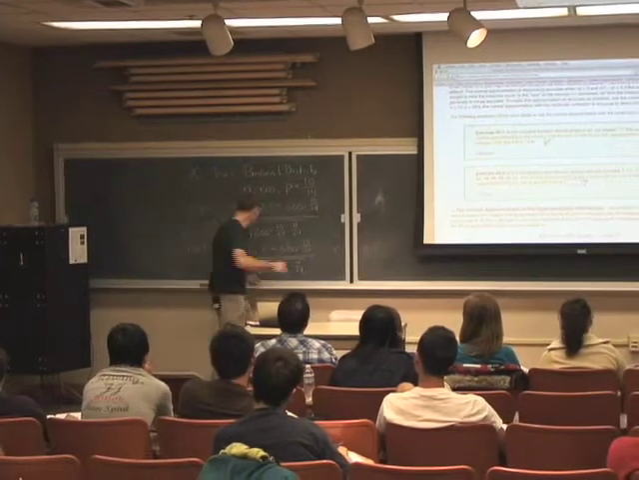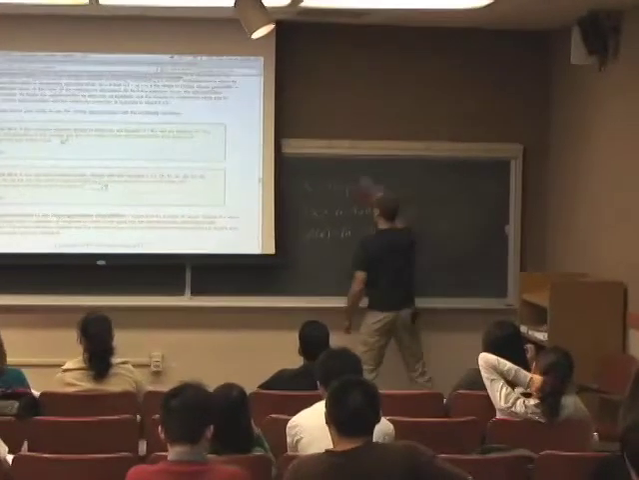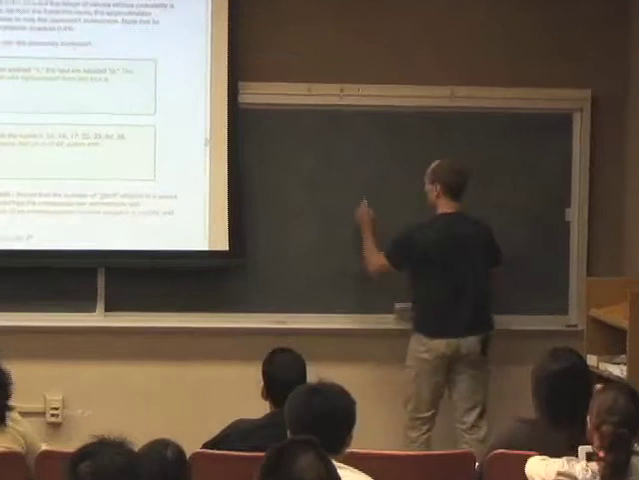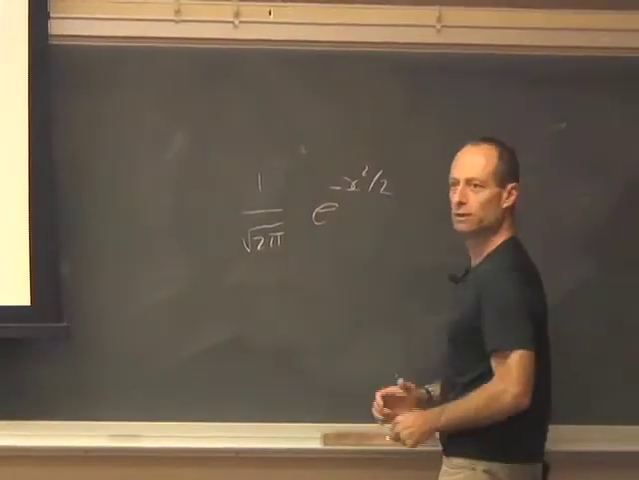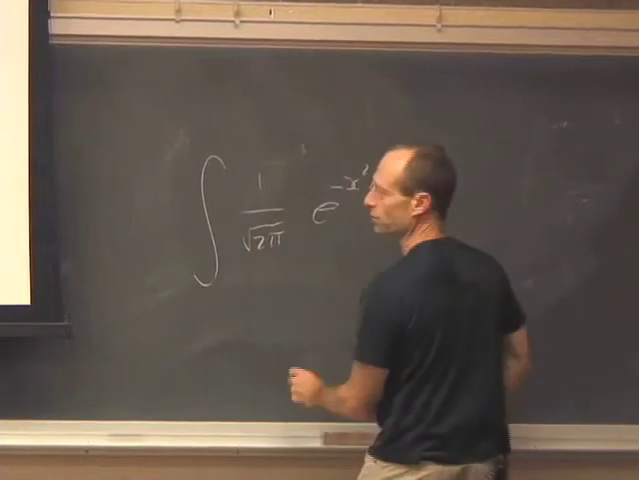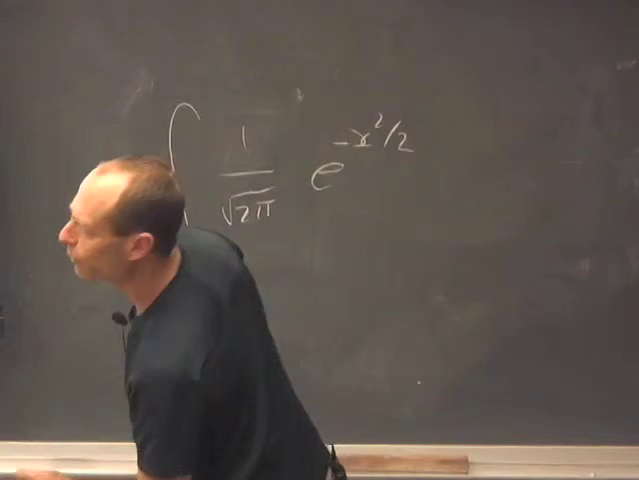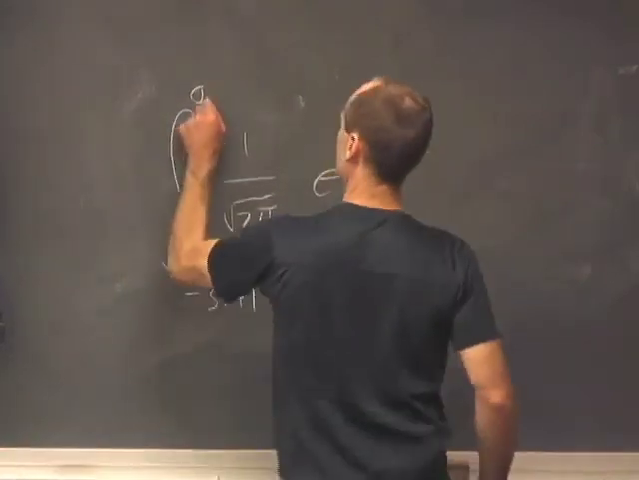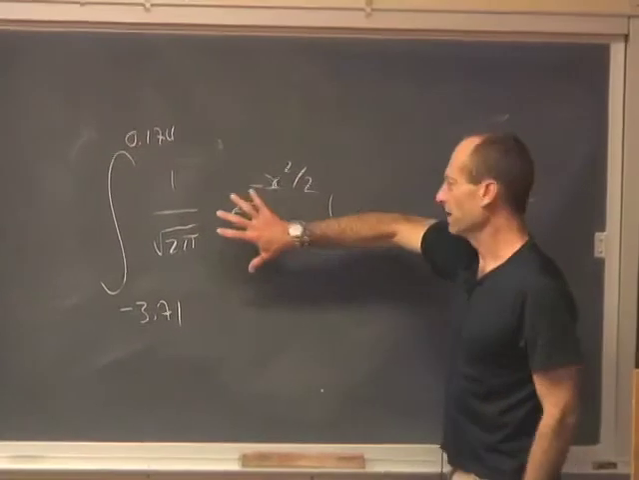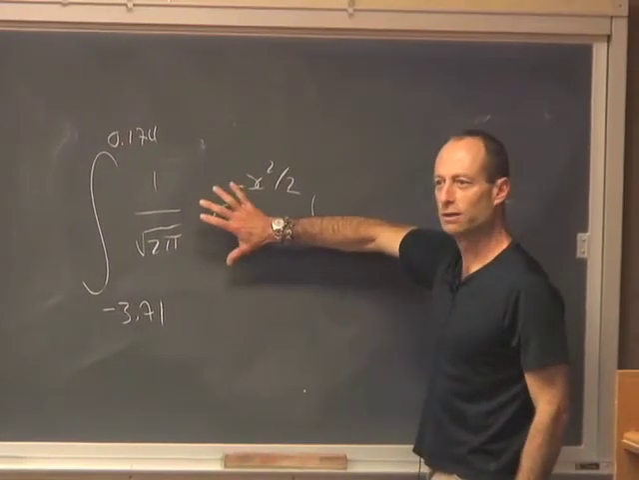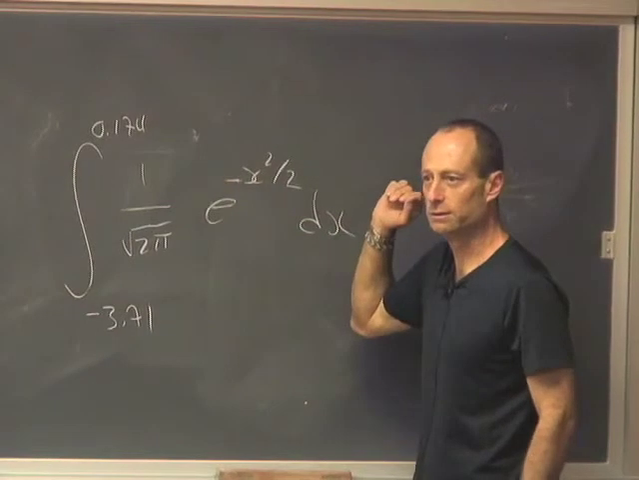But what it is mathematically, we're trying to find, we have this curve that looks like 1 over root 2 pi e to the minus x squared over 2. We want to find the area under this curve between minus 3.71 and plus 0.174. Right? This integral does not have a closed form expression. You just have to evaluate it numerically, and the applet is evaluating it for you numerically.